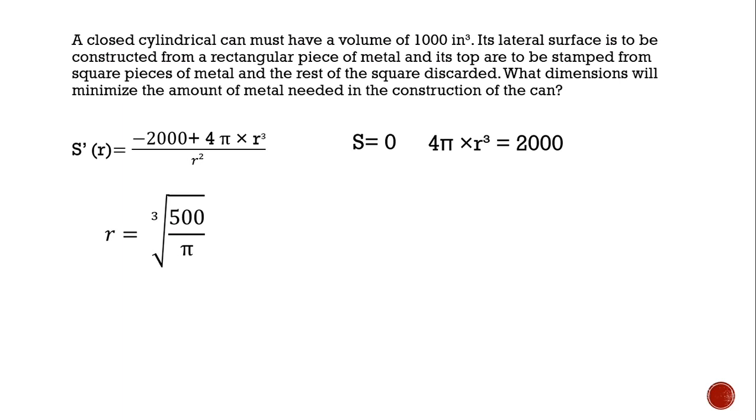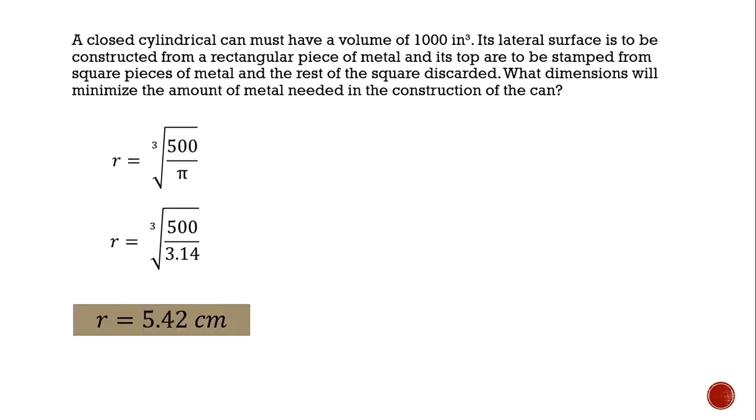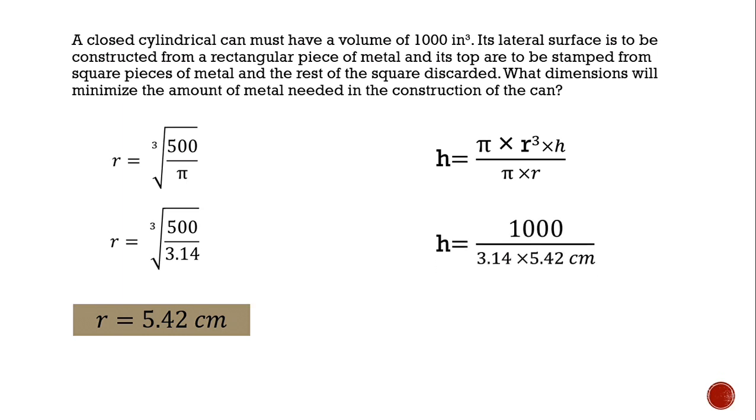Substitute the value of pi. Radius equals the cube root of 500 over 3.14. We get radius equals 5.42 centimeters. Then height. Height equals pi times radius squared times height over pi times radius squared. Height equals 1000 over 3.14 times 5.42 squared, which equals 10.84 centimeters. The final answer would be radius equals 5.42 centimeters and height equals 10.84 centimeters.